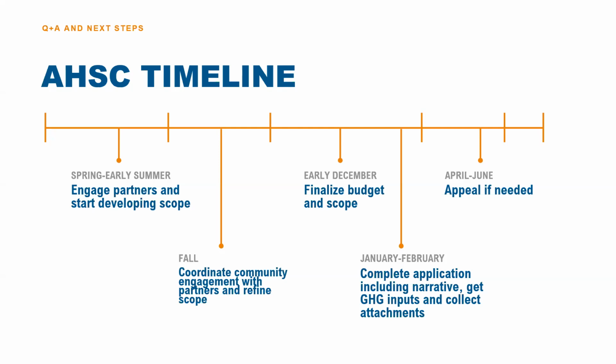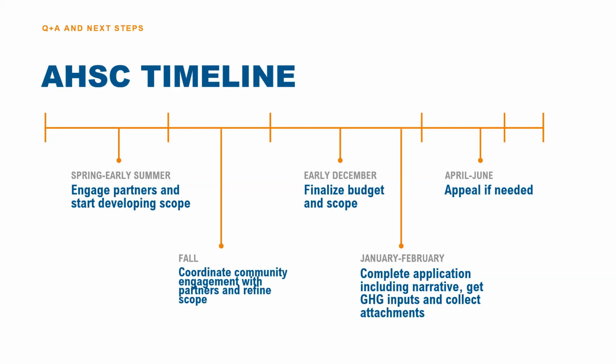So throughout that period, you want to also start prepping for community engagement, which ideally should happen no later than the fall. And you want to make sure you're engaging with partners and using these community engagement meetings to further refine the scope as well. And then from the fall until early winter, you want to make sure that you're making moves to finalize your budget and the scope with your public partners and transit agency.